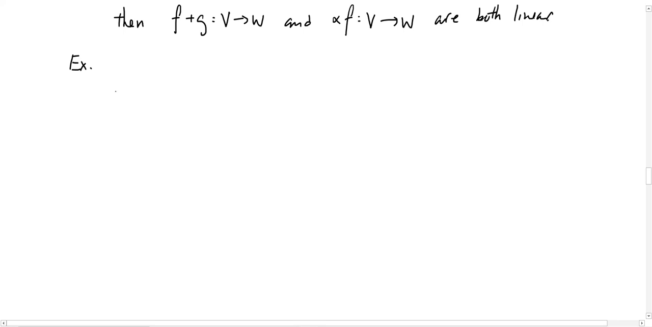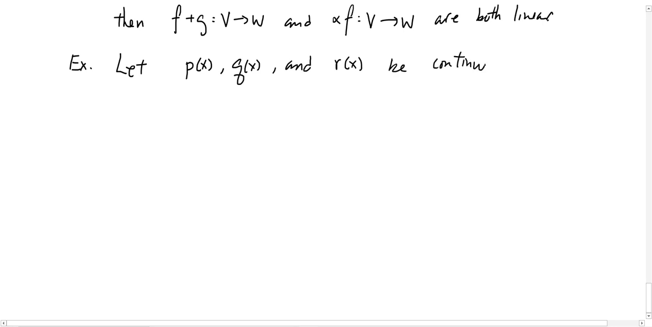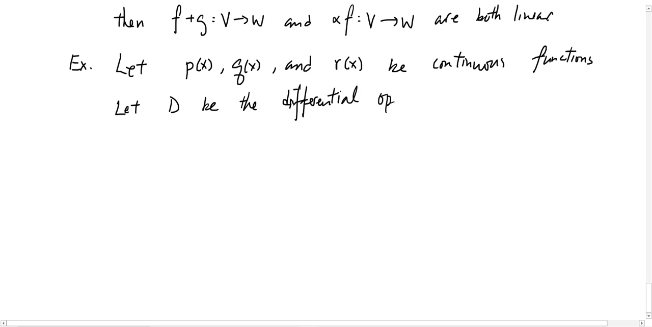So suppose I have the following. Suppose I let P of x, Q of x, and R of x be continuous functions. So these three functions are all continuous, so they're in the continuous function space. And let's say I let D be the differential operator, just like how we defined it. So basically when I apply D to a function, it just takes the derivative of it. Then we'll define the following linear operator.